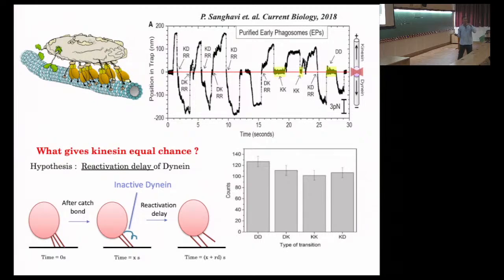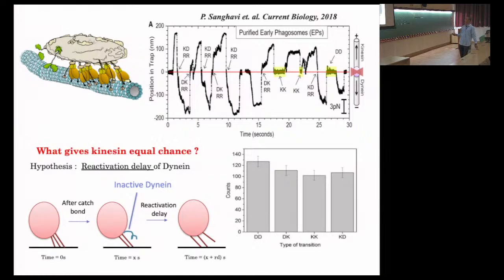Here you will see that sometimes dynein is active when you are going down. So this is the geometry. Here is the phagosome, the early phagosome, held in the optical trap, and this side is the minus end of the microtubule, that side is the plus end. So sometimes you will go this way, sometimes you will go that way.